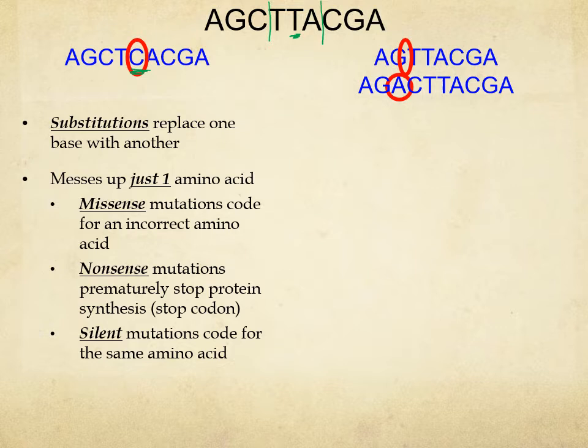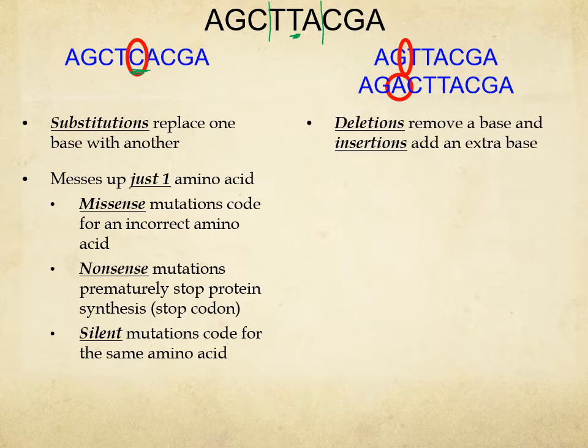On the other side, we have two mutations in which a letter was removed or a letter was added. We call these deletion or insertion mutations. Deletion, like if you erase something, and insertion because an extra base is being put in that second example there. Now, I need to point out that while the substitutions on the left only affect one amino acid, these ones on the right affect every amino acid after the mutation.